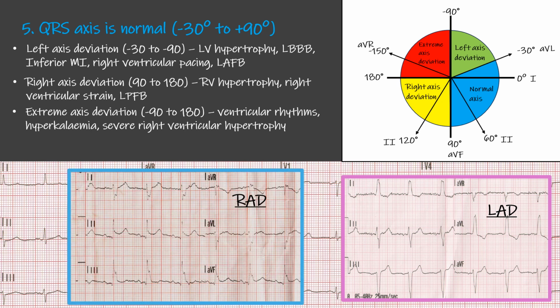Here's an example of a patient with right axis deviation. So we can tell it's RAD due to the negative lead 1 and the positive AVF. So that summarizes axis. That's point number 5 that we're looking for. So we're looking for the patient to have a normal axis. So that's anything between negative 30 degrees and positive 90 degrees. So we'll now move on to point number 6.